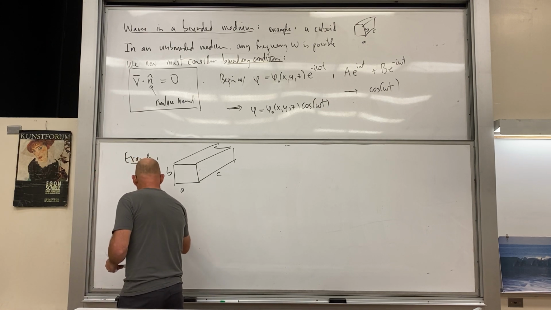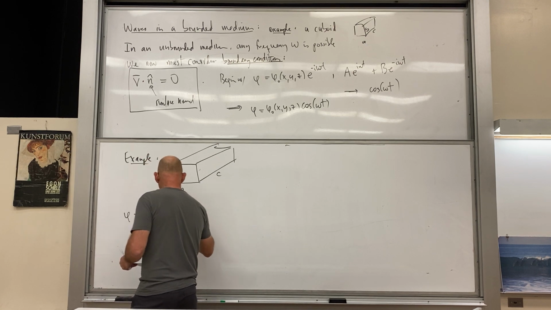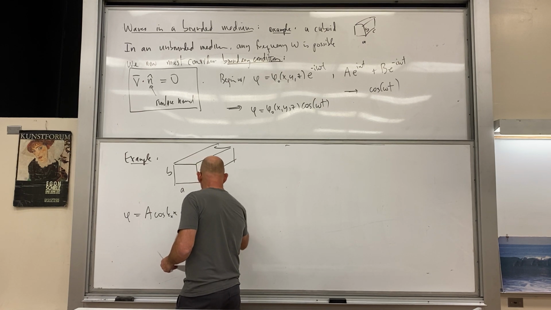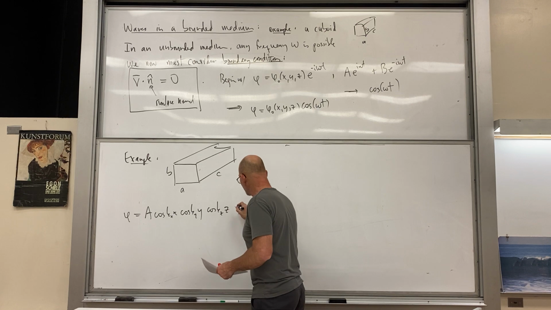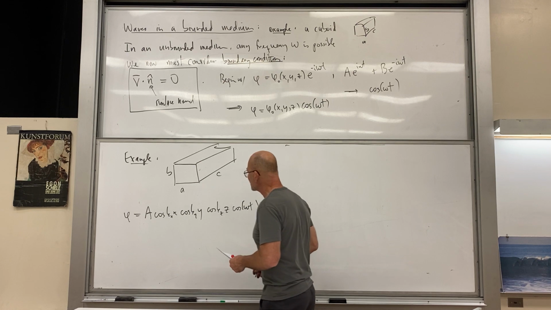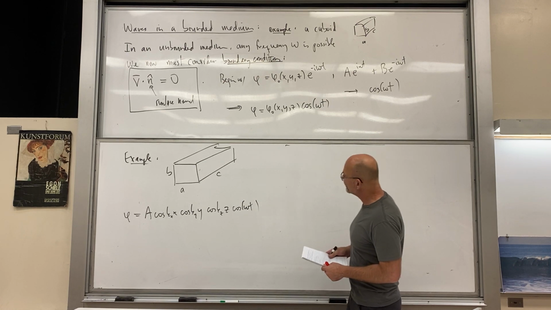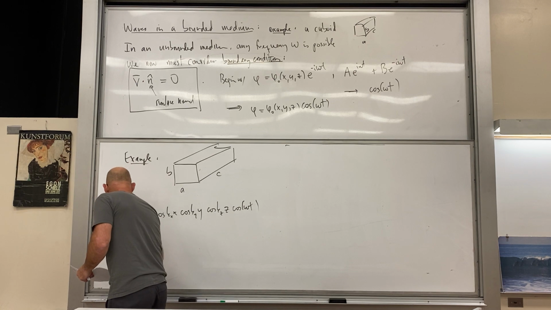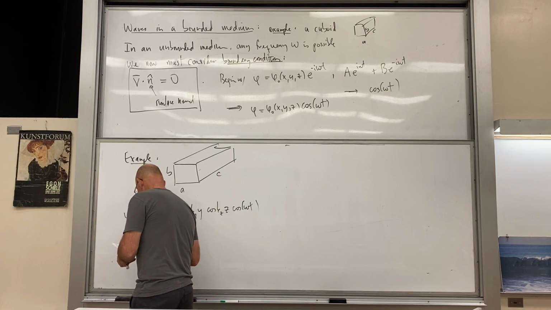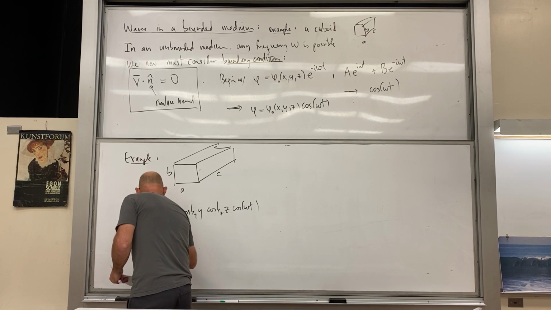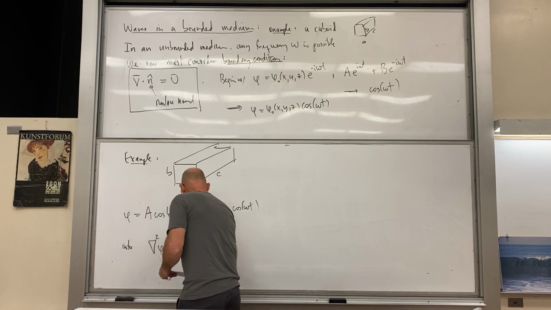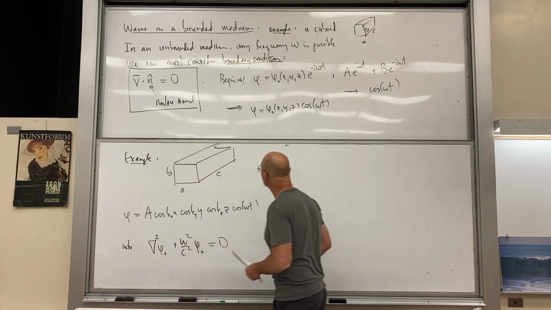So A cosine kx x, cosine ky y, cosine kz z, and we already have the cosine omega t. And we go into our wave equation: del squared v naught plus omega squared over c squared v naught equals 0.